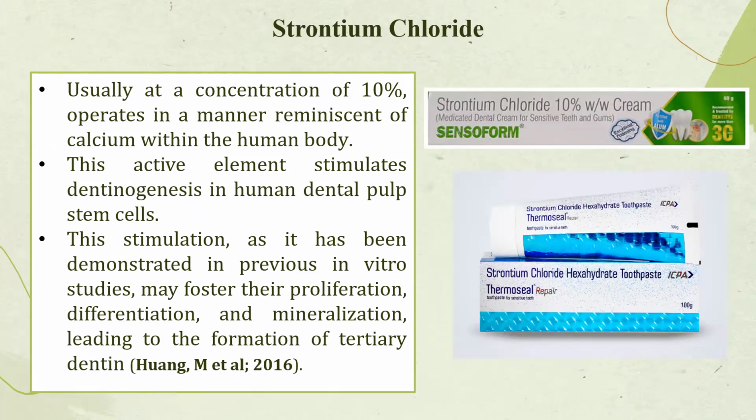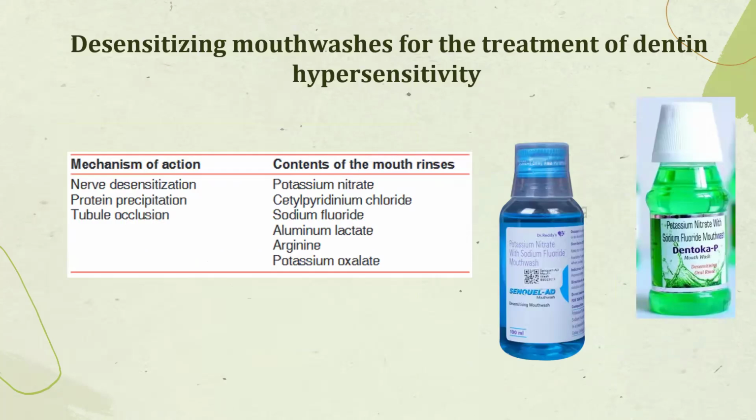And dentifrices which contain strontium chloride. Usually the concentration is 10% strontium chloride, acting in a manner reminiscent of calcium within the human body. This active element stimulates dentinogenesis in human dental pulp stem cells. This stimulation, as demonstrated in previous in vitro studies, may foster their proliferation, differentiation, and mineralization, leading to the formation of tertiary dentine.